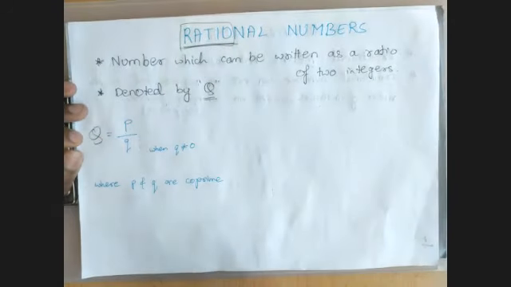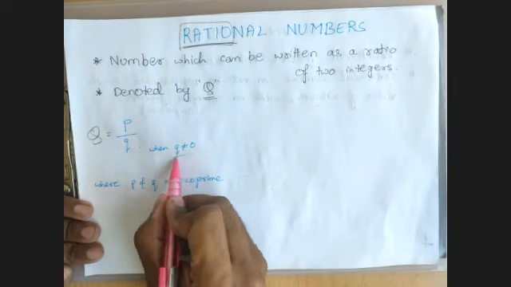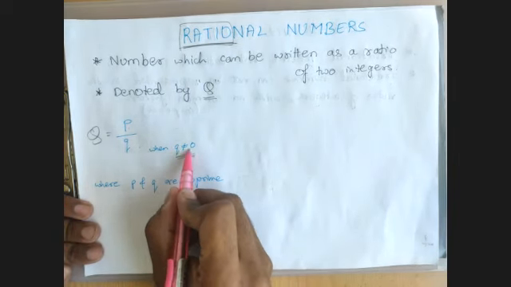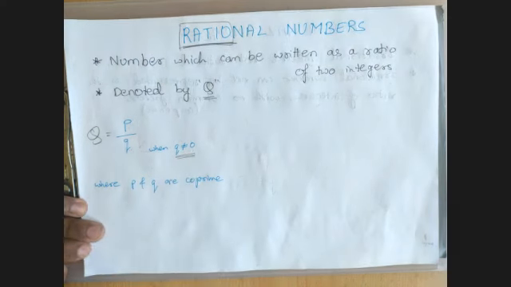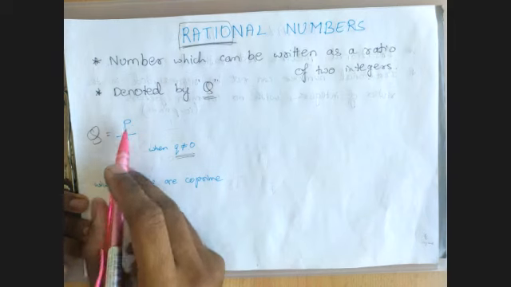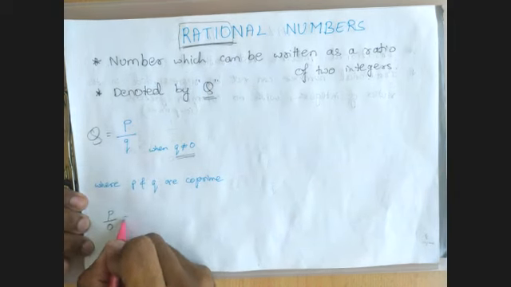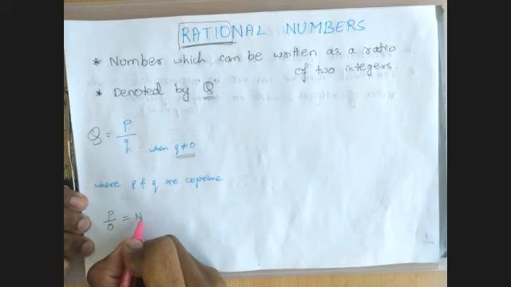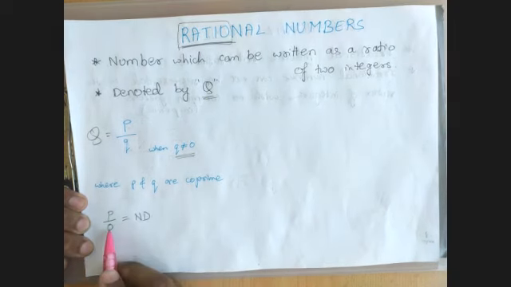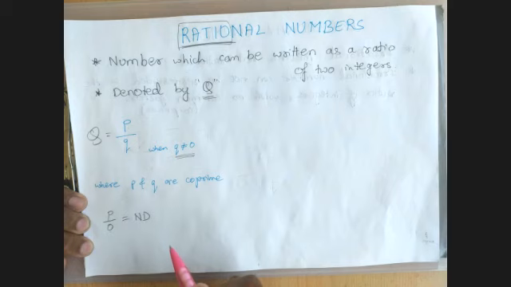Q is equal to p by q. Here I am specifying that the denominator q should not be equal to 0. Why am I doing that? Because any number p by 0 is not defined. We don't know what that means. So that is why division by 0 is not considered.